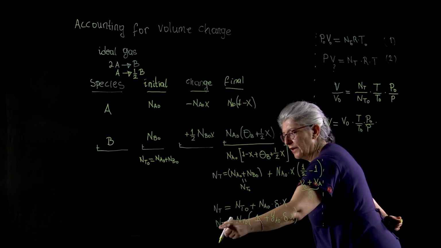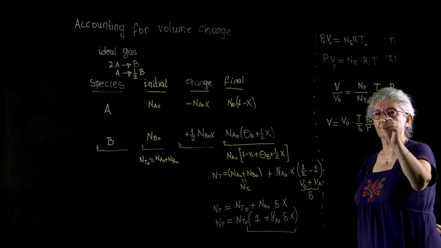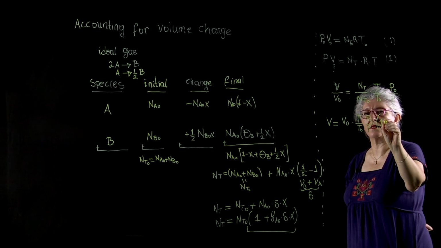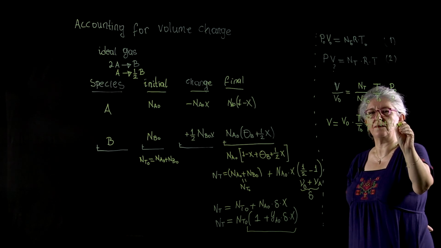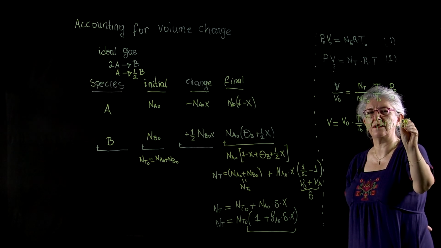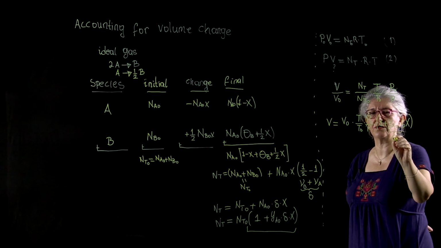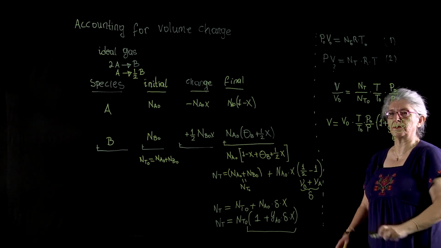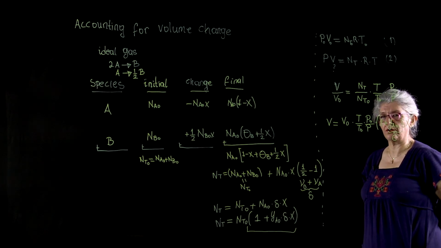N total over N total 0 is this term: 1 plus y_A0 times delta times X. This term is frequently called epsilon. Now we have an expression that we can use to take the volume change into consideration.